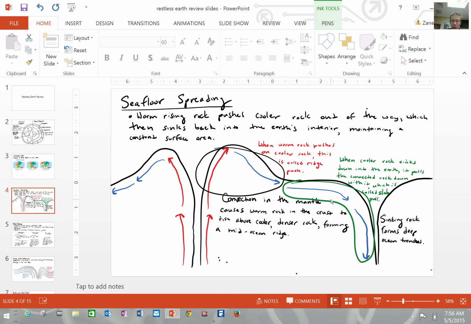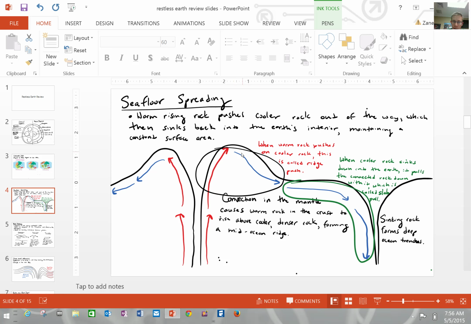Next, in green, I've written, when cooler rock sinks down into the earth, it pulls the connected rock down with it, which is called slab pull. Okay? So rock is all connected along here. So notice my cursor again. It's all connected right here.